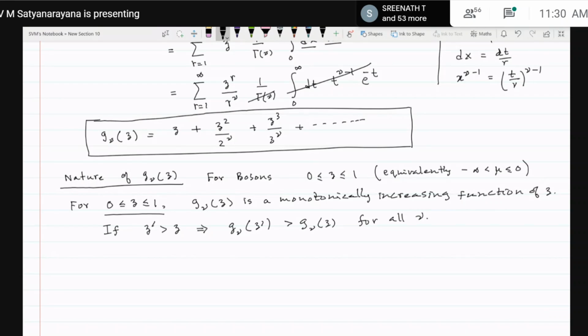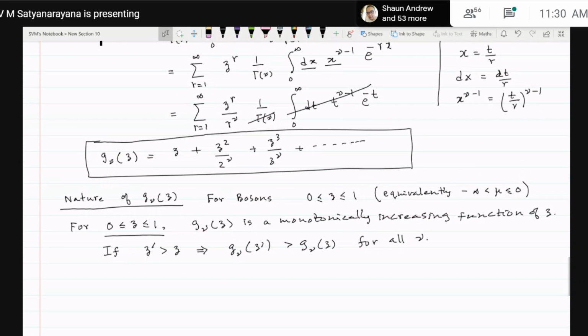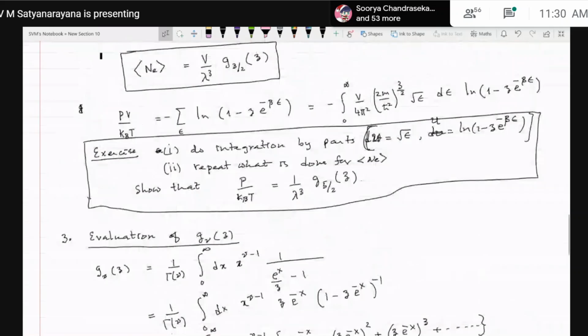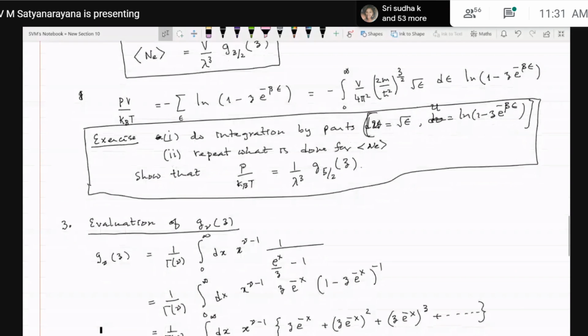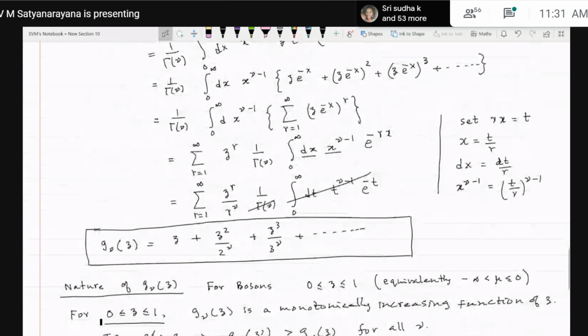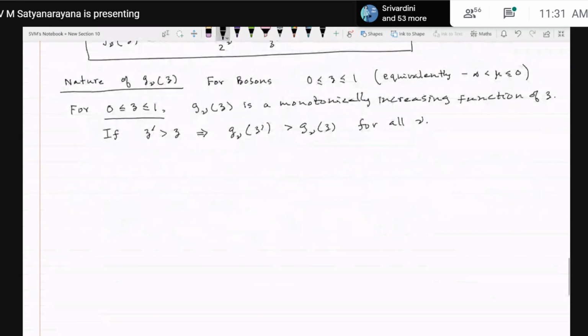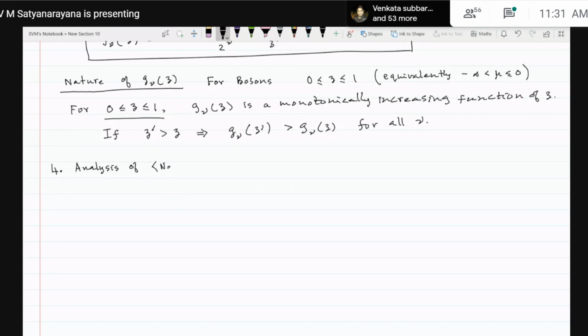So we have the nature of this g nu of z. Once we have this, we go back to our problem where we have obtained an expression for the average number of particles occupying all the excited states in terms of one of these functions. So let's look at the analysis of the average number of particles in the excited states.